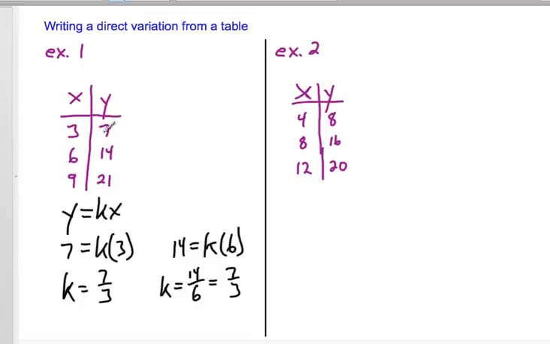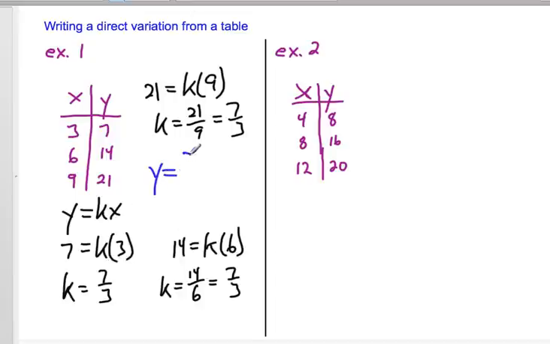So far we've checked 2 of these, and they have the same constant of variation, which will be necessary. Let's try one more. y was 21 when x was 9, so that's a k value of 21 over 9, which does reduce to 7/3. So knowing that these all have the same constant of variation, the formula is going to be y equals 7/3 x. Because remember that k, that constant of variation, is what we found out for each one of these.